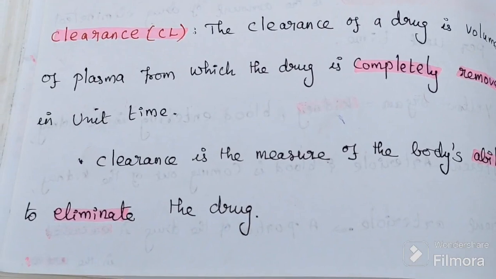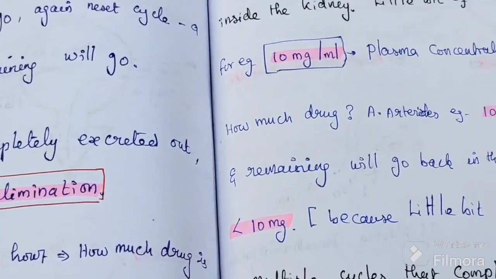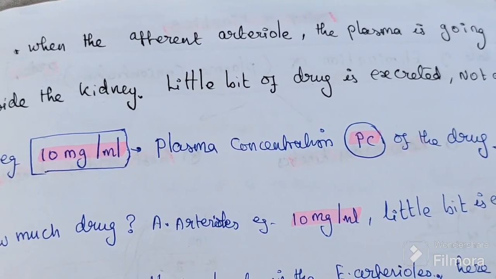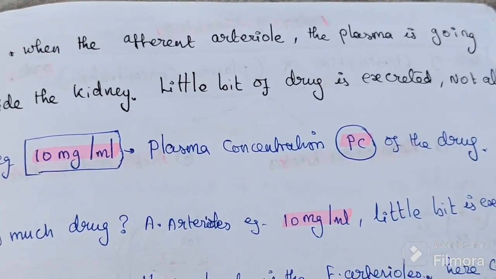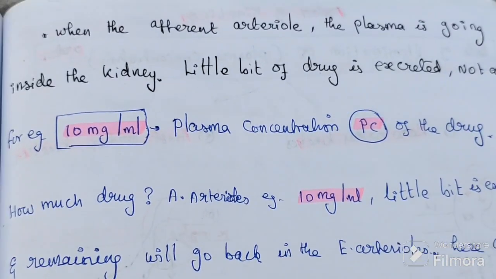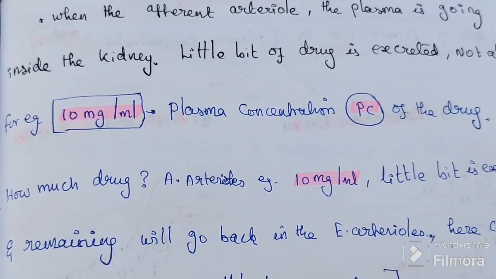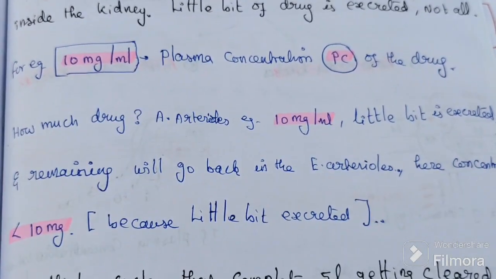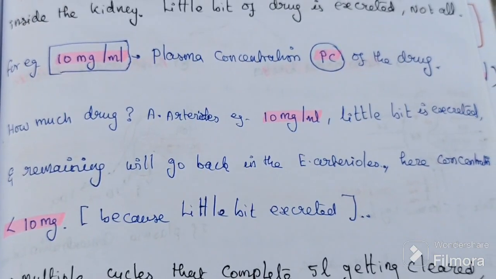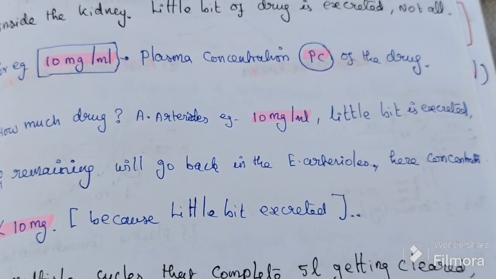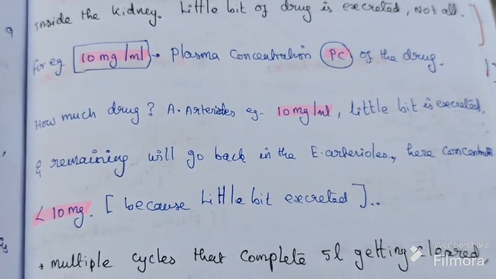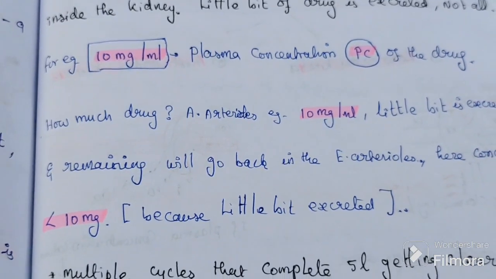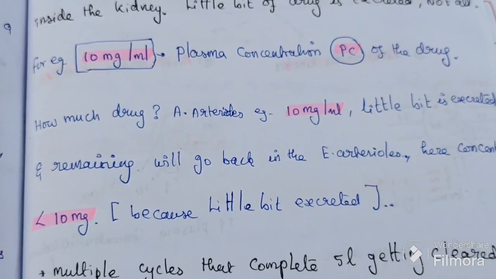So how many ml of plasma? What is the volume of plasma which gets completely cleared of the drug in 1 minute? That is known as clearance. The rate of elimination was easy, but clearance is difficult. So clearance is the volume of plasma that gets 100% cleared of the drug per unit time. That is the definition of clearance.